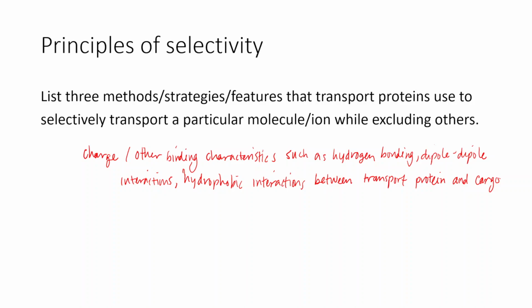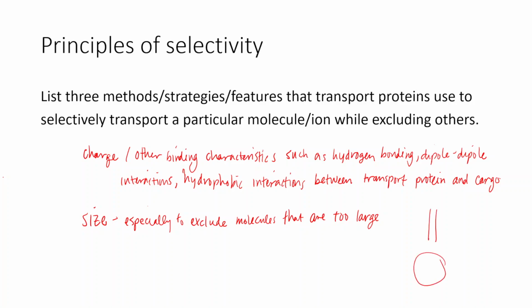Yeah. Size. Yeah. So size is one really easy way to use size is to exclude molecules that are bigger than the molecule you want. So it's really easy to imagine if you have a passageway that's this big and you have a molecule that's that big, it won't fit. It's much harder if you have a passageway that's one size and you have a molecule that's too small. You have to come up with other, more clever ways to exclude a molecule that's smaller, right?